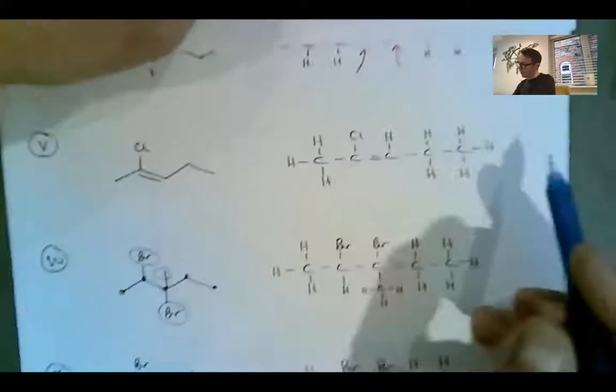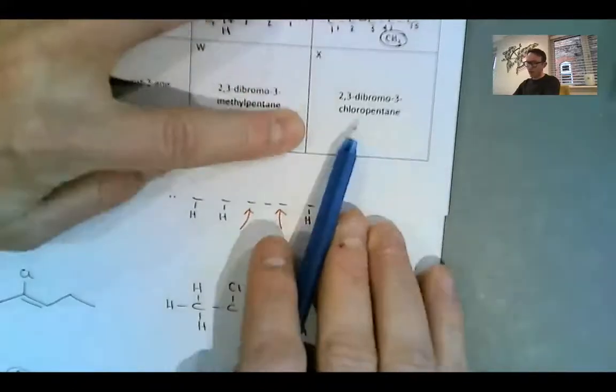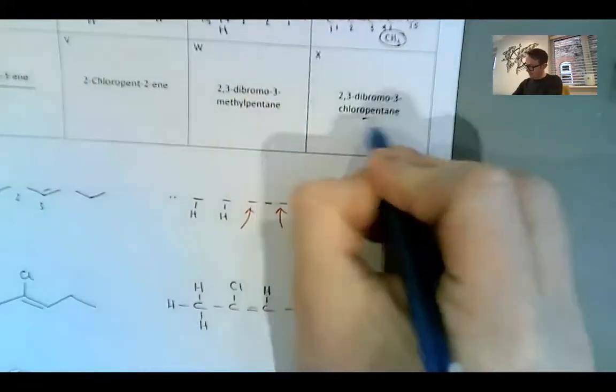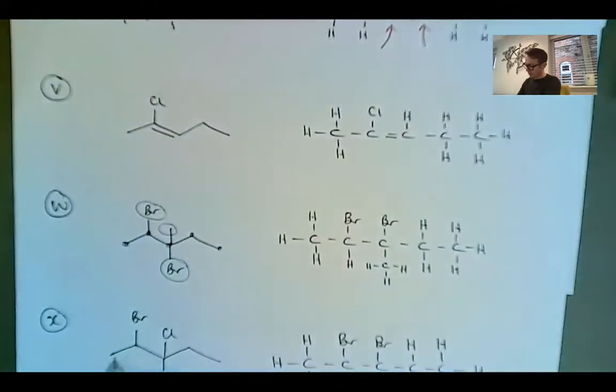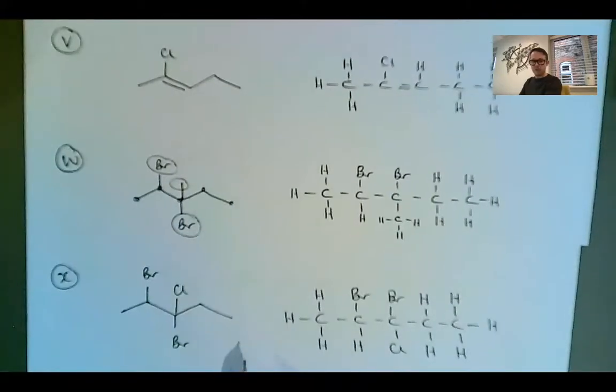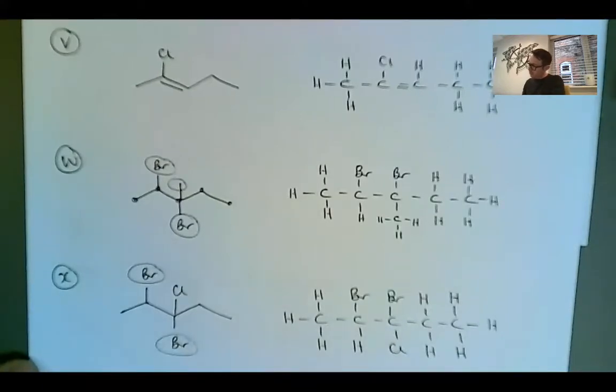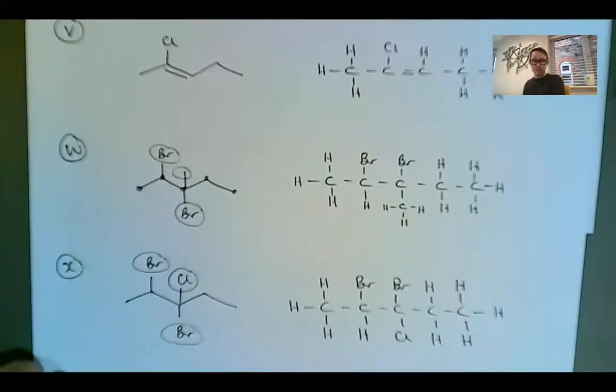Okay, lastly, molecule X, 2,3-dibromo, 3-chloro-pentane. So we're dealing with pent again. So let's start off with a 5-carbon chain. 2,3-dibromo, so a bromine on 2, a bromine on 3. 3-chloro, so a chlorine on 3 as well. And then same equivalent for our displayed formula.